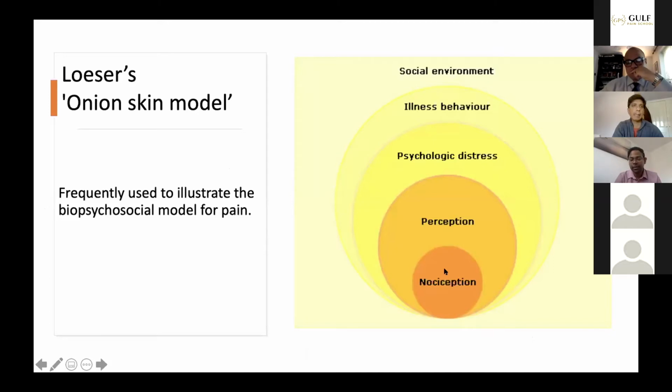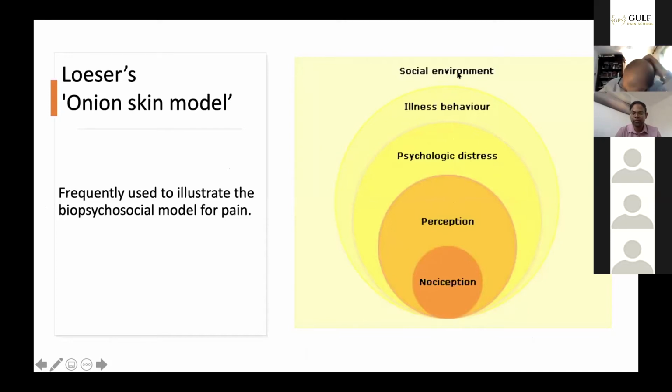So here you see the nociception. This is the biological component causing pain. And when there is pain, the patients perceive it. These are the symptoms which the patients perceive, which cause psychological distress, which in turn causes illness behavior, which is going to affect the social environment of the patient. Again, we'll go through this in a bit more detail in the next few slides.